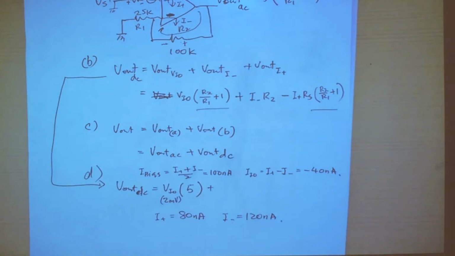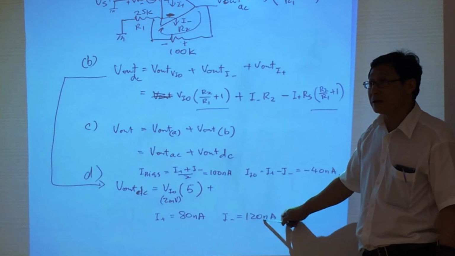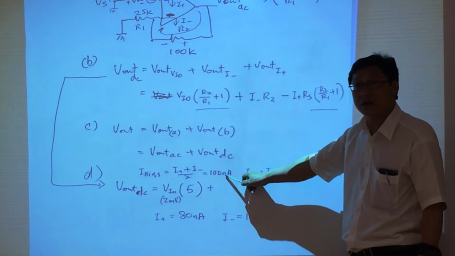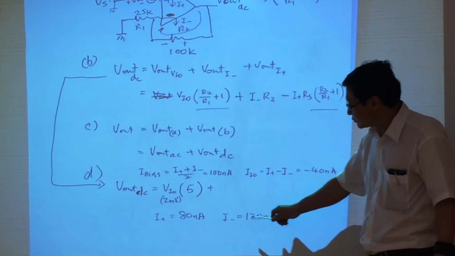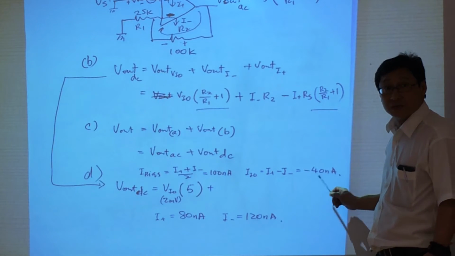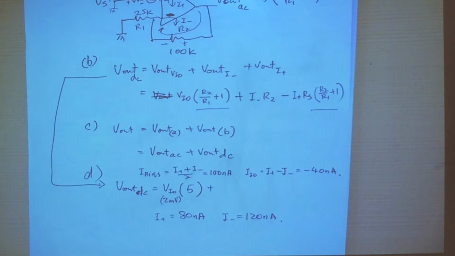If you add I plus and I minus, you get 200 nano. Divided by 2, you get 100 nano. If you take I plus minus I minus, you get minus 40. So therefore I plus and I minus are these values. By solving the two equations, you get the two unknowns, I plus and I minus.